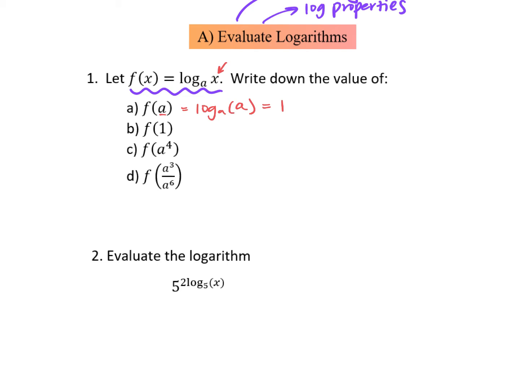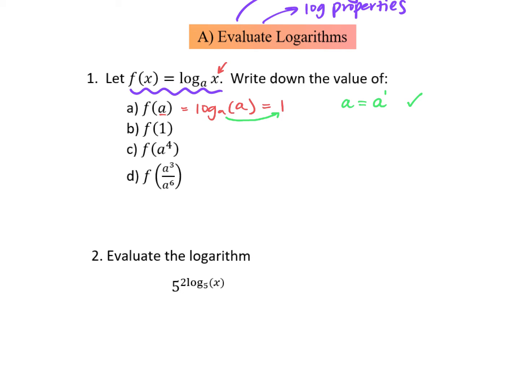To test it, we can always switch this into exponential form. Take the base of the log and move it over to the other side. The argument is left alone, a. Base of the log becomes base of the exponent. We can see here that a is equal to a to the first power.